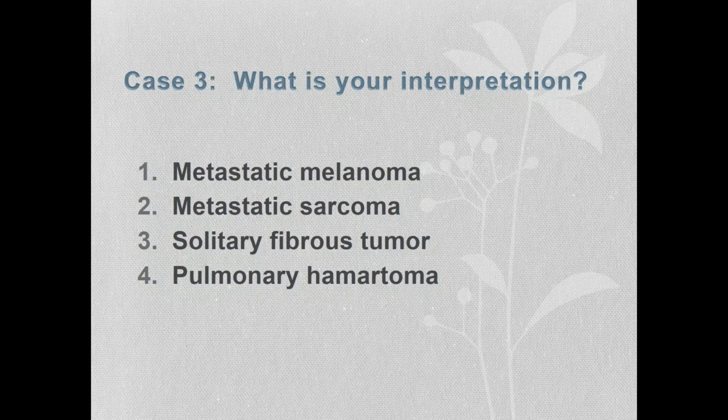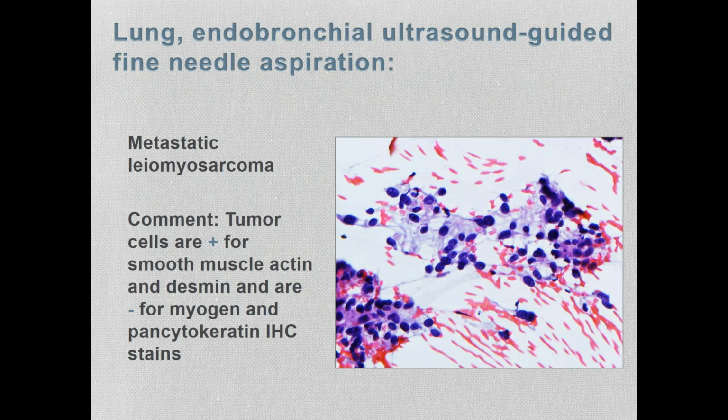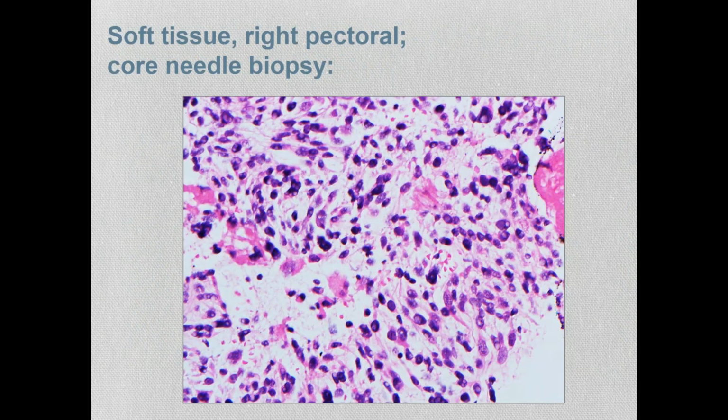Okay, for those of you who picked metastatic sarcoma, you're absolutely right. This is a young female patient who had a metastatic leiomyosarcoma. The tumor cells were positive for smooth muscle actin and desmin, and they were negative for myogenin and pancytokeratin. There was a soft tissue right pectoral core needle biopsy, which also showed a leiomyosarcoma. It's comprised of spindle cells arranged in a fascicular-like architecture.